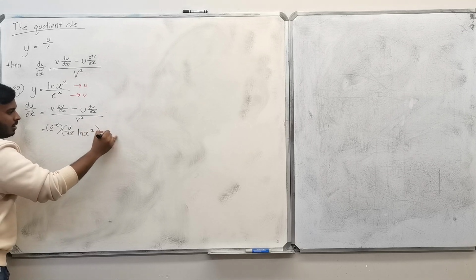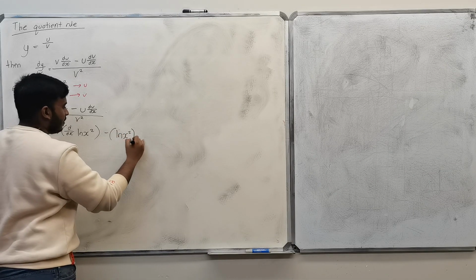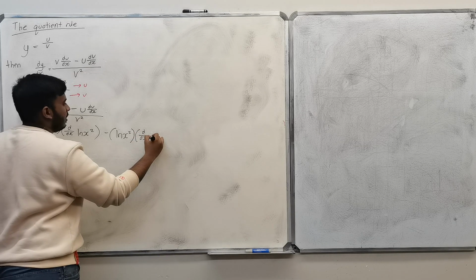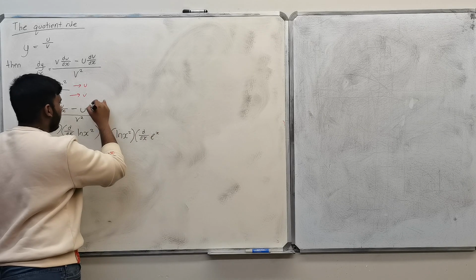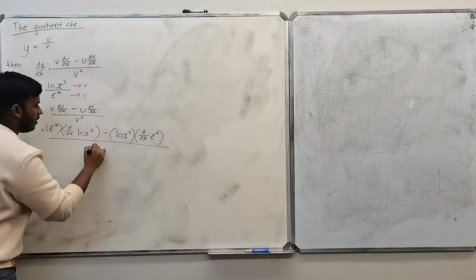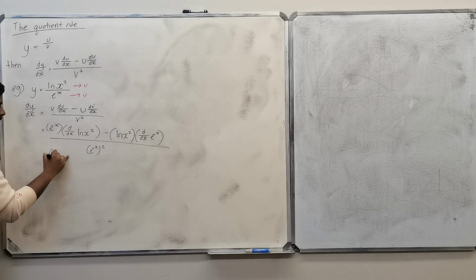Okay? Minus u, that times the differentiation of e to the x, all over e to the x. What's the differentiation of that? Sorry, the next one. One over.